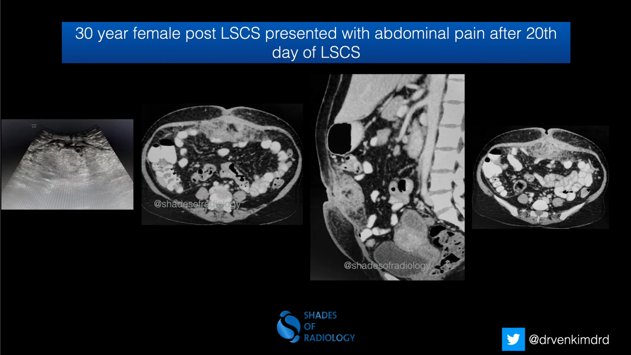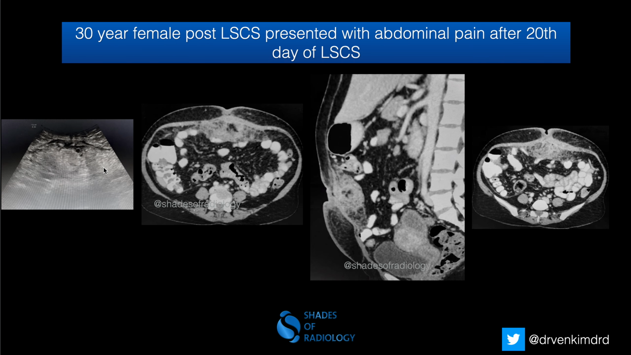A 30-year-old female, post cesarean section, presented with abdominal pain after the 20th day of LSCS. Initially the patient came for ultrasound, and you can see a heterogeneous hyperechoic lesion beneath the anterior abdominal wall at the operated site, with a thin hypoechoic rim surrounding the hyperechoic lesion. Hence the patient was advised CT to look for the extent of the lesion and to rule out any malignancy as well.